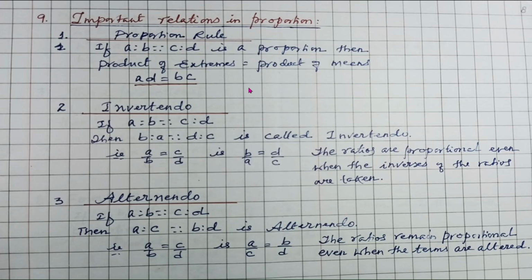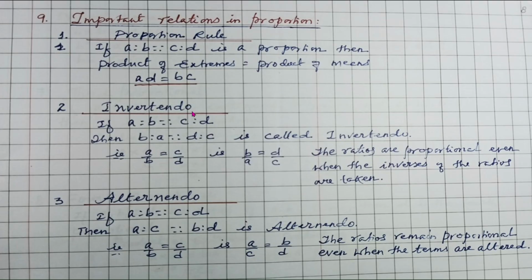We have got different important relations in proportion. The first one is the proportion rule, where if A is to B is proportional to C is to D, then the product of A into D is equal to B into C. The product of extremes is equal to the product of means, a very important relation which we have already observed. Then coming to the next important relation, that is invertendo.